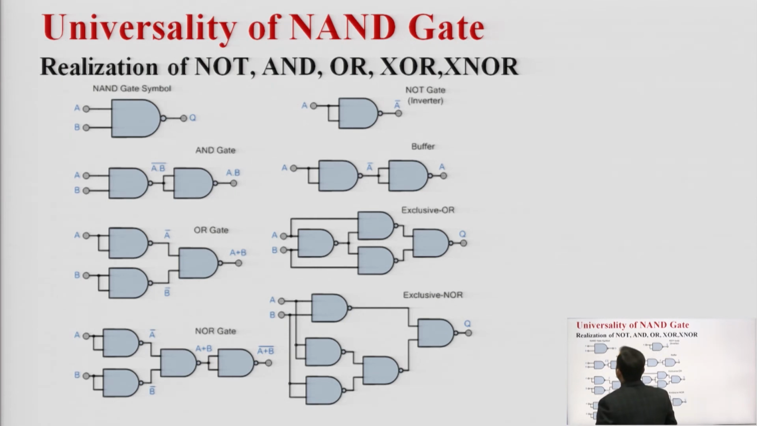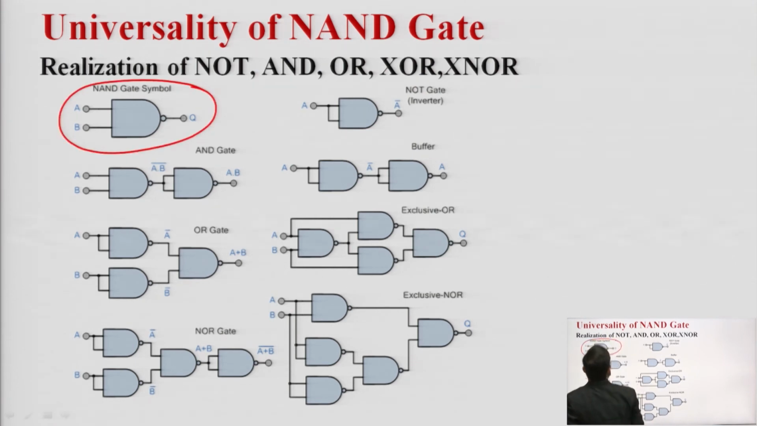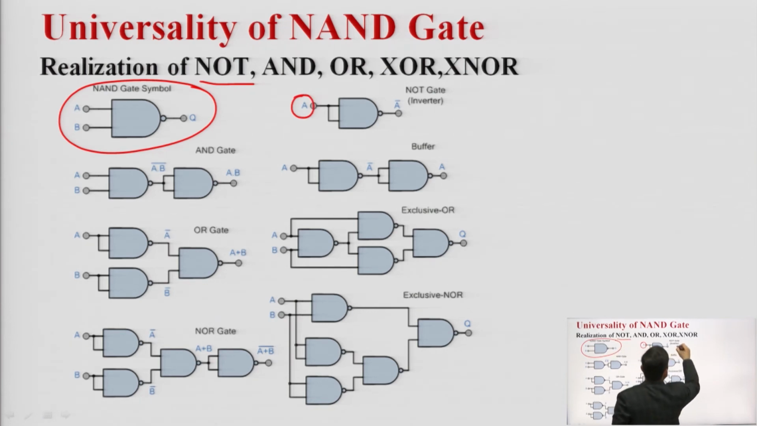So first of all we have the symbol for the NAND gate. Now first of all we have the NOT gate. NOT means if both the inputs are connected to the same input A, then the output will be A bar, which is the function of an inverter. An inverter is nothing but a NOT gate.